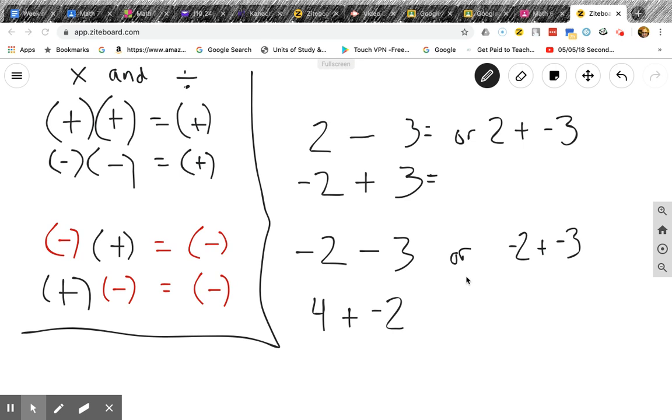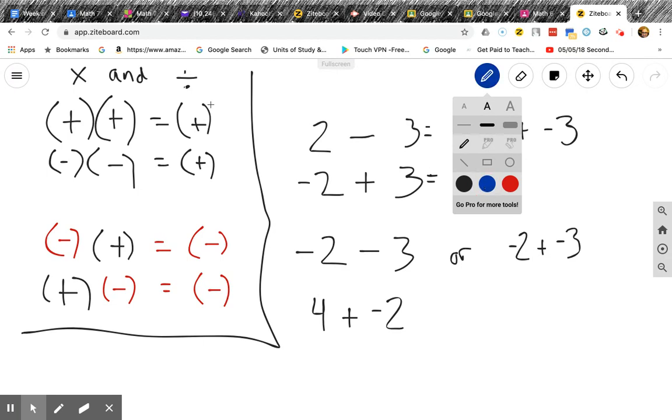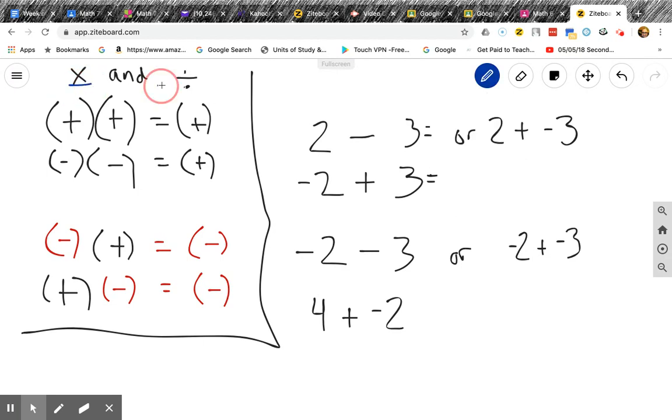Okay, I'm making this video to remind you about multiplying and dividing. There are rules for multiplying and dividing.